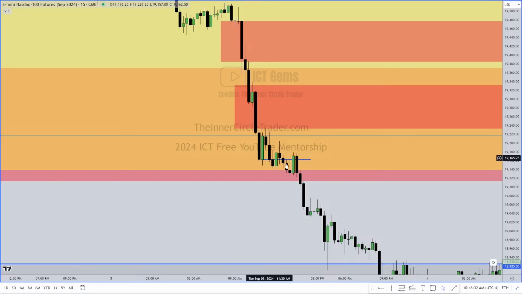Any stop in this close proximity, you could use the opening of that candlestick right here. That right there, you could be entering, and you can add more into it into the fair value gap if it trades up into it.